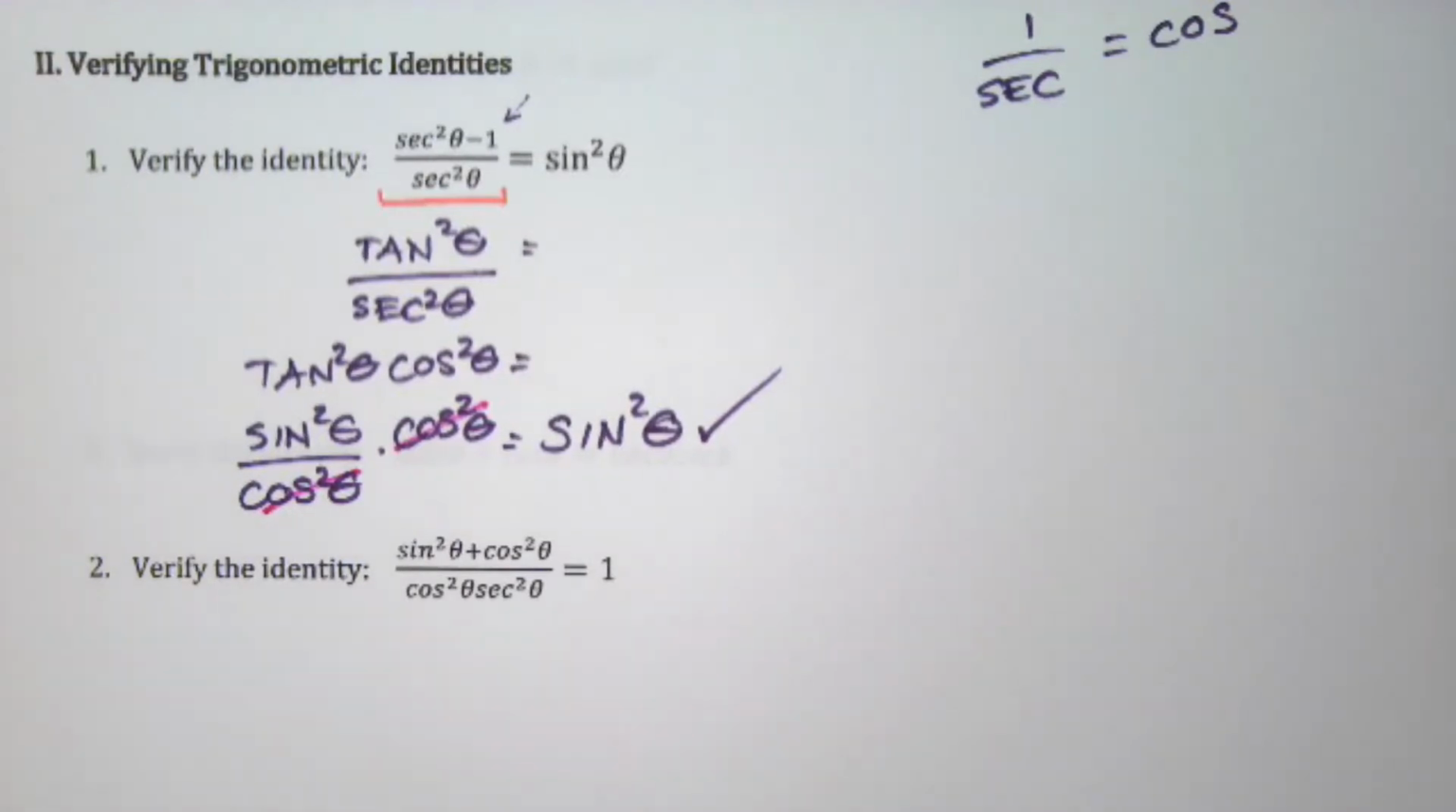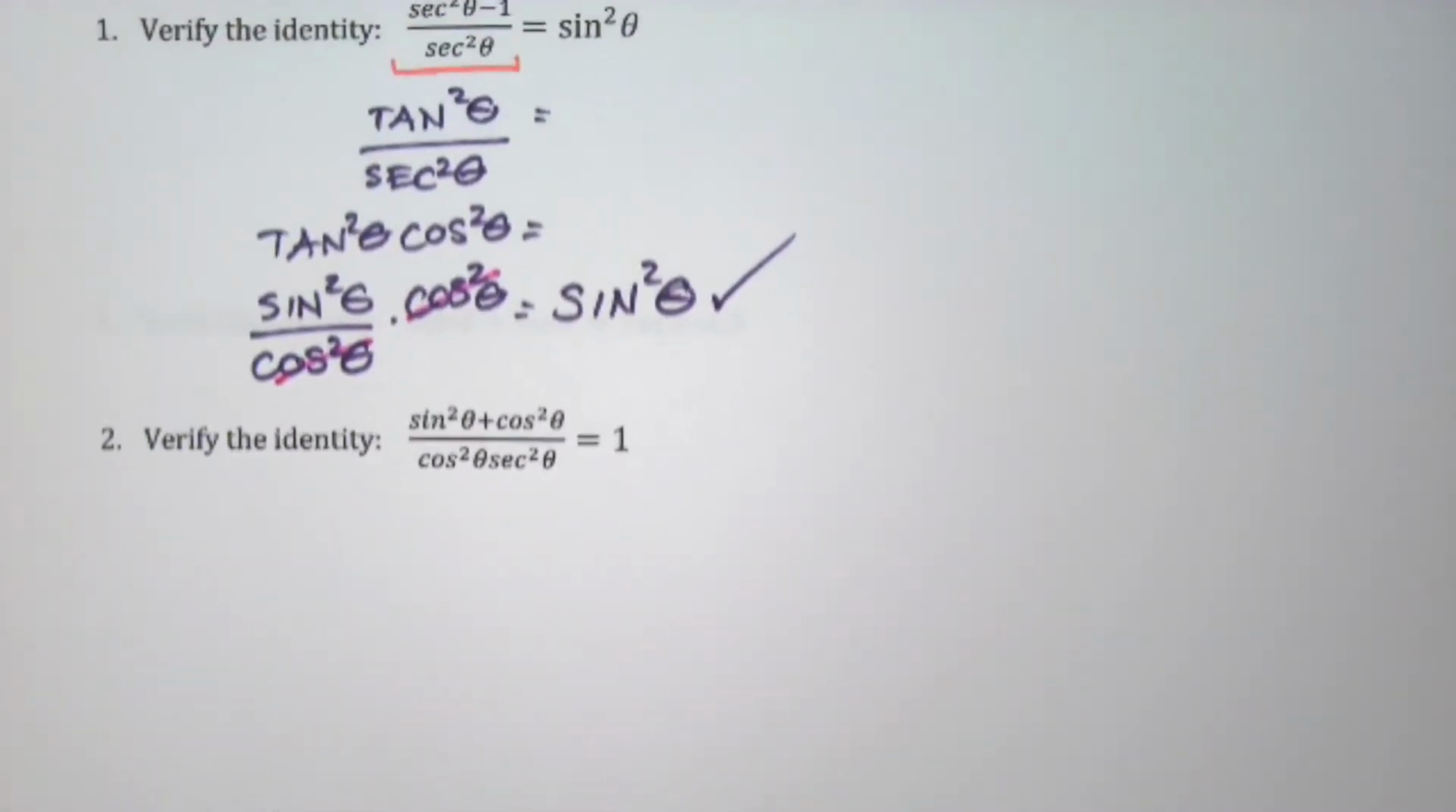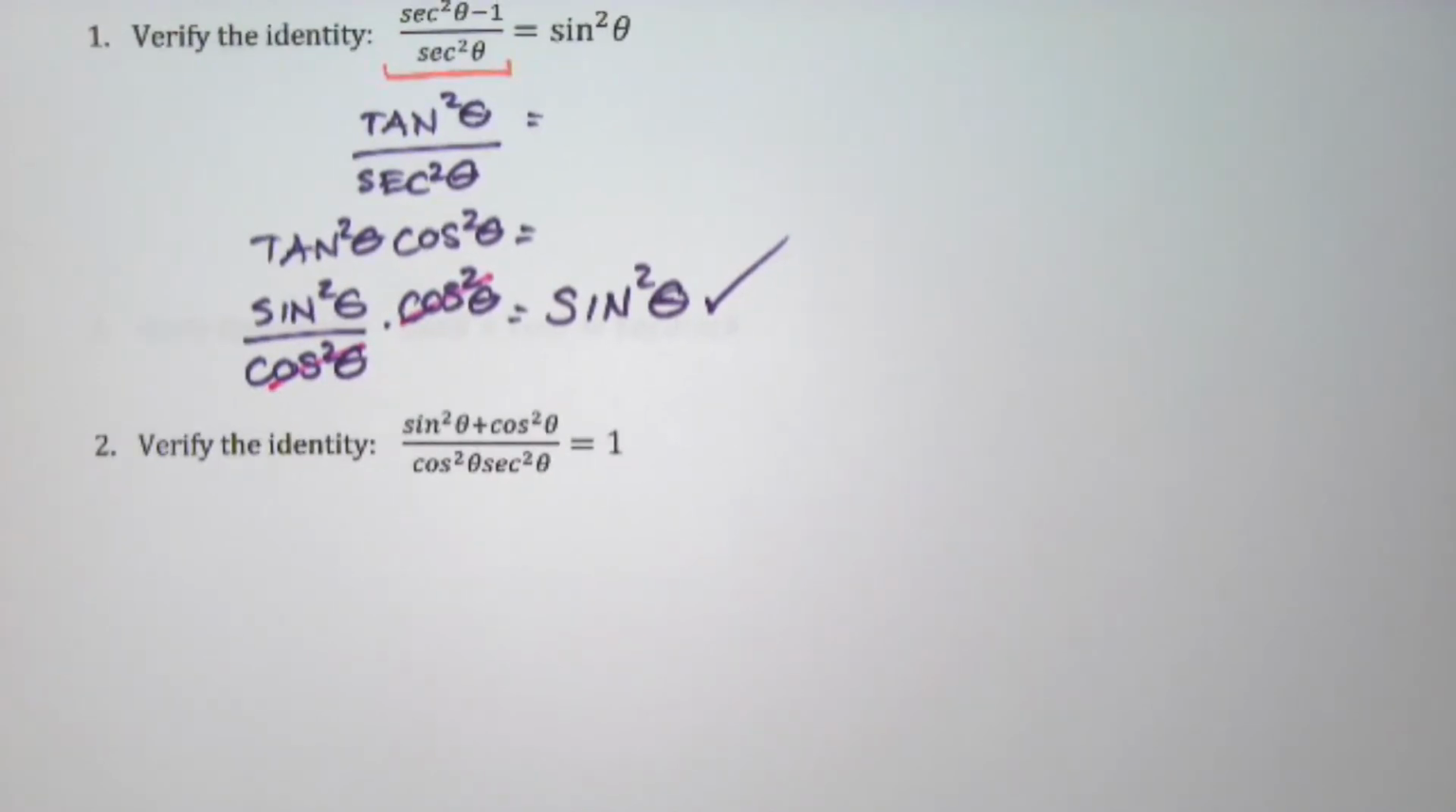So let's move on to number 2. Number 2, again, we're given this identity. We want to verify it. So step 1, which side's more complicated? And this one's kind of a gimme, right? The 1 or this whole mess. Absolutely, this whole mess has way more going on. So let's try to get this to equal just 1.